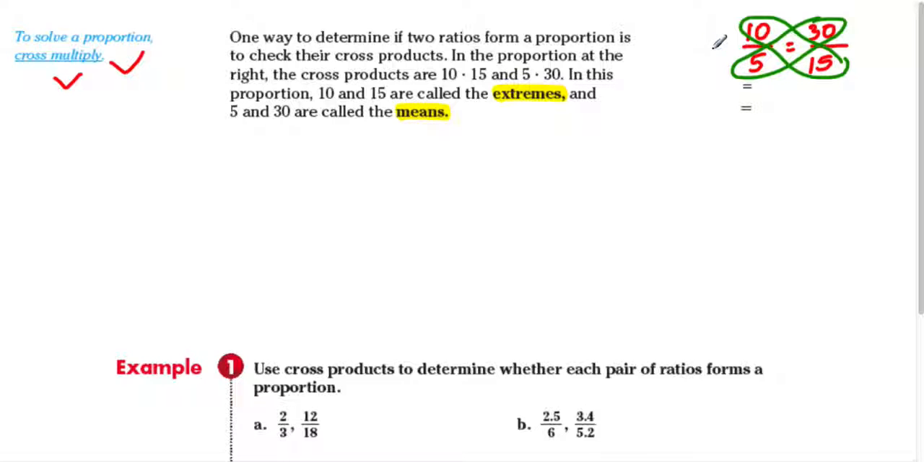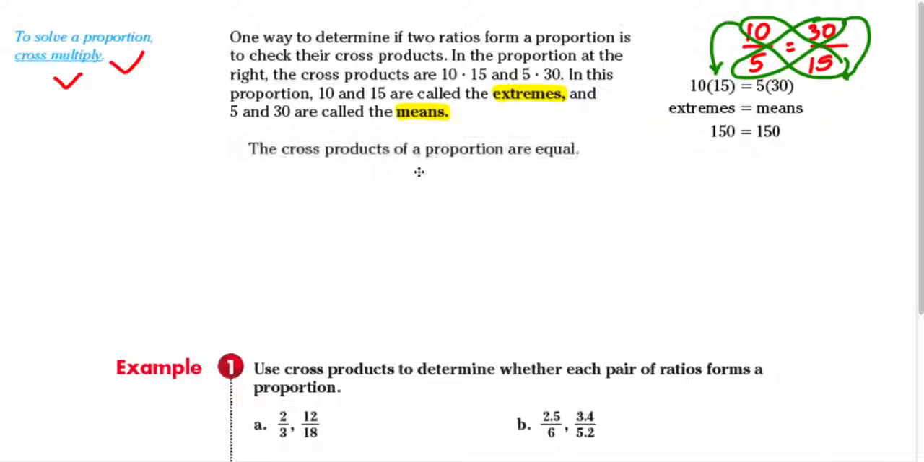Then you simply bring down 10 and 15, and 30 and 5, and multiply. 10 times 15 is 150, which is your extremes, and 5 times 30 is your means. Your extremes should equal your means, and we know that it does: 150 is equal to 150. So the cross products of a proportion are equal. When the cross products are equal, it forms a proportion.